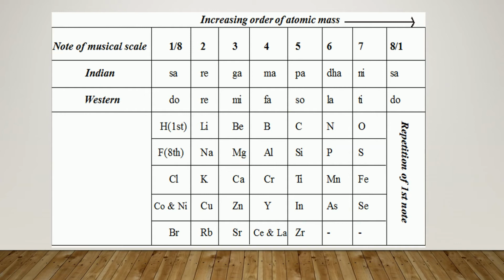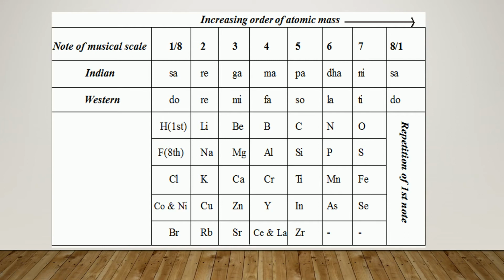Now let us see. This was the arrangement done by Newland. These are the Indian musical notes and the Western musical notes. Of course, you must all be familiar with the Indian musical notes: sa, re, ga, ma, pa, dha, ni. Again, the 8th note will be sa, isn't it? Similarly, here he started arranging from hydrogen, followed by lithium, beryllium, boron, carbon, nitrogen and oxygen. And the 8th, fluorine, was similar to hydrogen with respect to properties.